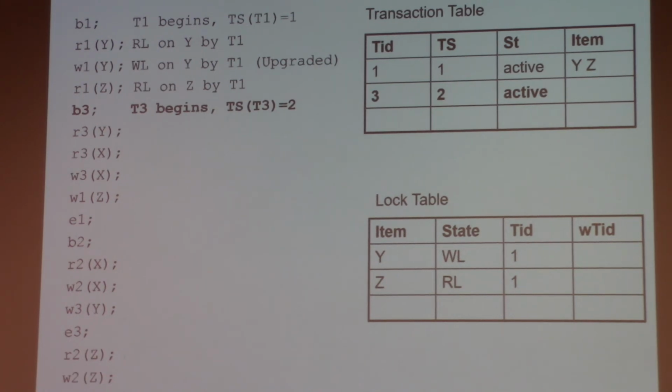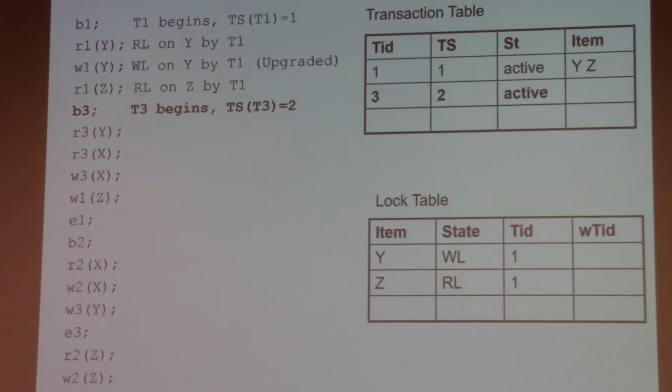Then, the new transaction starts. Because it's a multi-transaction system, another transaction can start. So, T3 starts. So, transaction ID 3, timestamp is 2. Because it's a sequence number, it's not the same as the transaction ID. And active. And no lock yet. Okay, then, what does that mean?